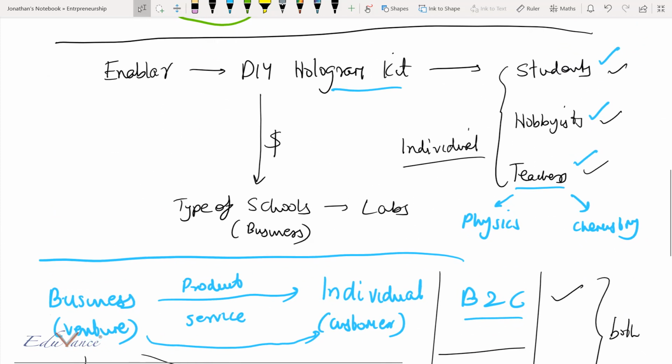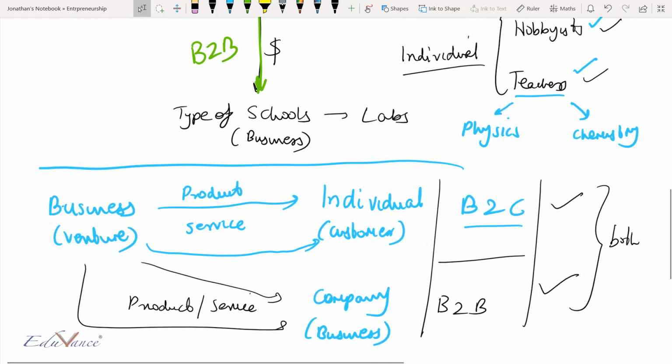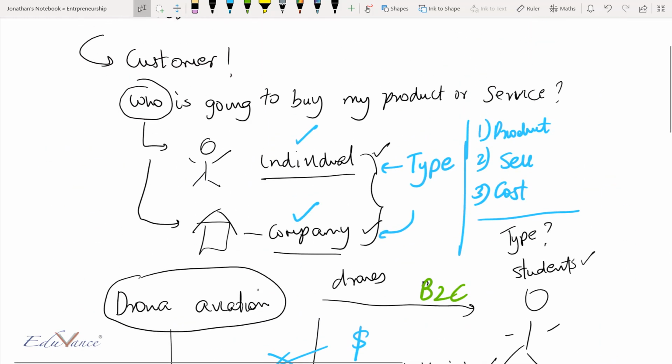In Enabler's case, again, they are B2C because they are selling directly to students, hobbyists, and teachers. And they are also selling it to schools. So this makes it, you can guess what? B2B. So in this section, we need to understand who is our customer, who is going to buy our product or service. Is it an individual or is it another company? So basically, are we B2C or are we B2B?